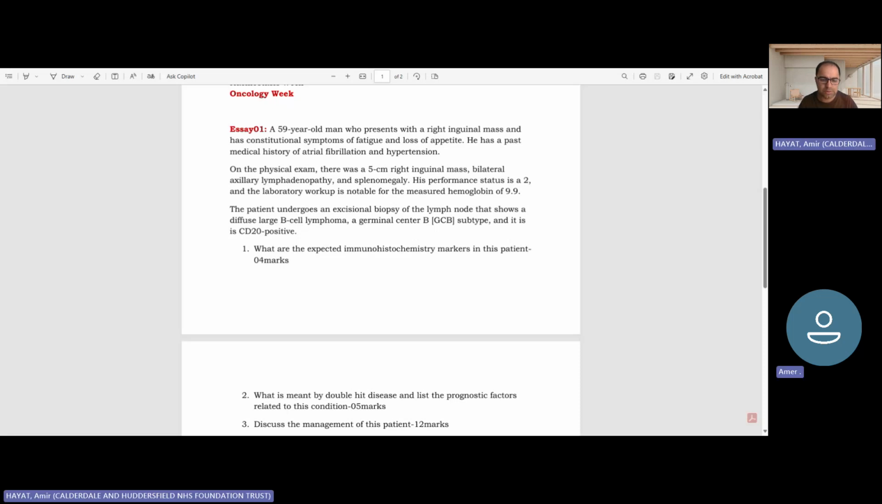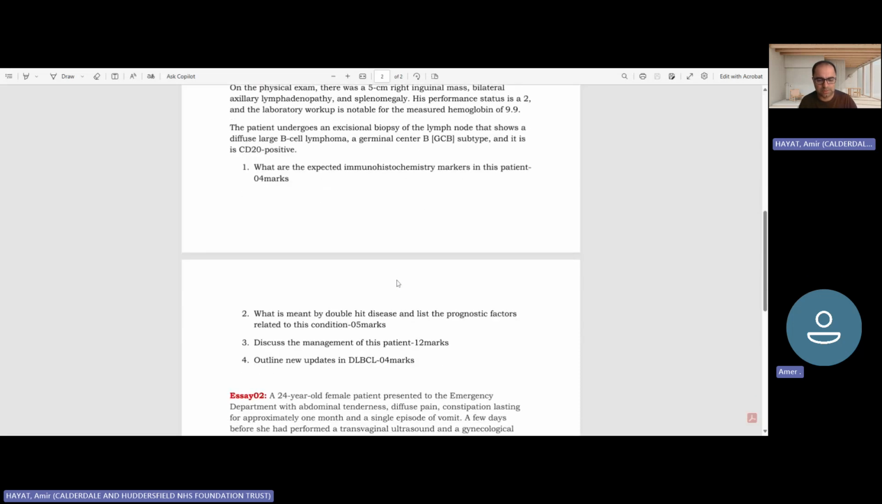So the first question was, what is the expected immunohistochemistry marker in the patient? Most of the people have written the marker correctly, but when you are asked what are the markers, you should say CD5 positive or negative. Okay, CD10 is positive or negative. Mentioning only CD5, CD10, CD19, 20 does not make sense. Right? CD5 is negative, CD10 is positive, 19 is positive, 20 is positive, BCL2 positive, 6 positive, etc. Whatever the markers are, mention all of them.